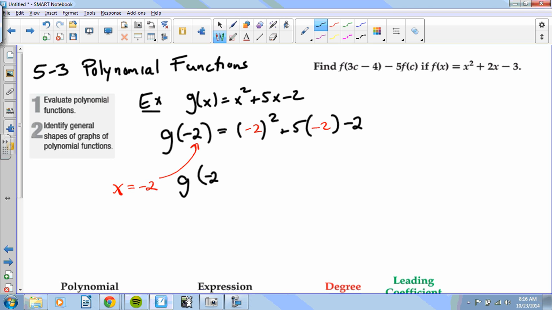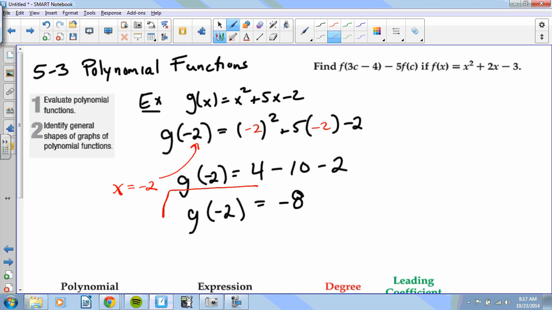This is telling me what I'm using and what I'm doing to that. Well, if I evaluate that, that becomes positive 4 here, because negative 2 squared is positive 4. Minus 10 there, that's 5 and negative 2, and then minus 2. So if I take my function, g of negative 2, again, this is not g times negative 2. You might want to write that down for yourself just as a reminder. This is simply information. We're not going to do anything with it. And then here, 4 minus 10 minus 2 is actually negative 8. So that's your final answer right there. I can go no further.